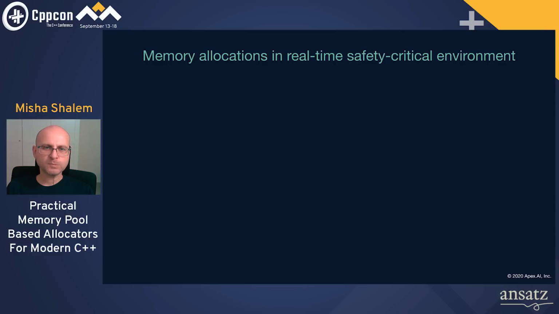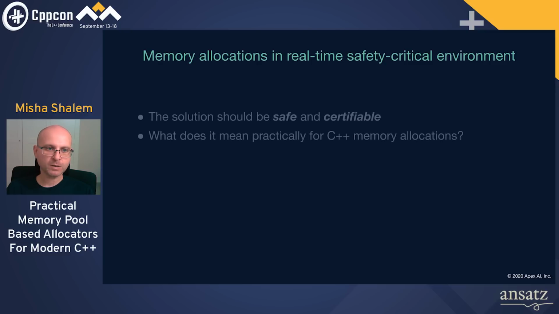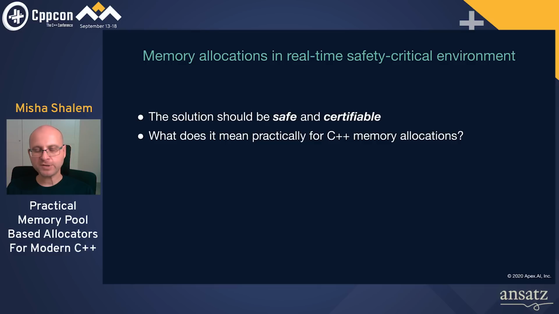So what's so special about memory allocations in a real-time safety-critical environment? Well, the solution should be safe and certifiable, and for the exact definition of these two terms, I again invite you to check out Andreas's presentation. He defines it pretty well. But what does it mean practically for C++, for me as a C++ developer, as an engineer? What should I do or what shouldn't I do?